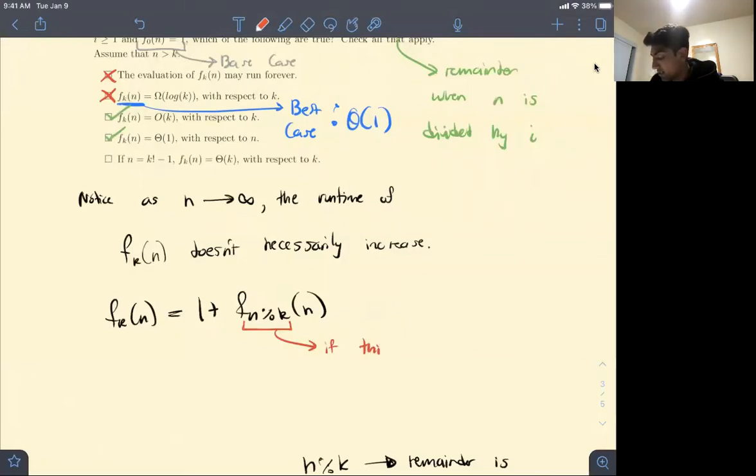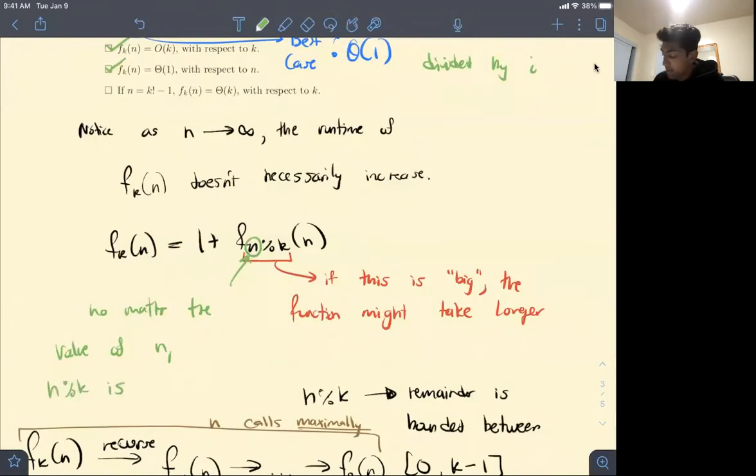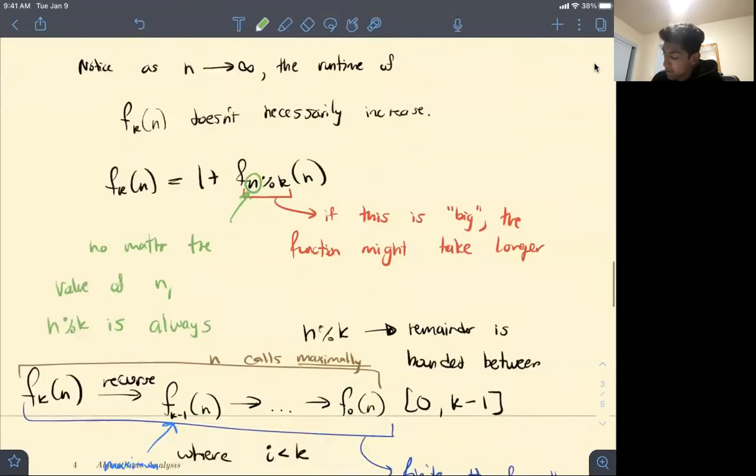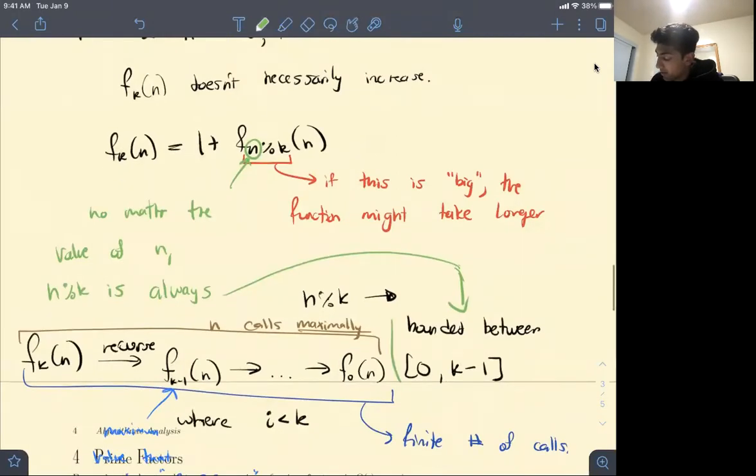So if this is big, the function might take longer. That's just maybe some intuition here, because we're recursing on a higher value, so maybe we do more recursive calls overall. So notice that no matter what n is, no matter the value of n, n mod k is always going to be bounded between 0 and k minus 1.